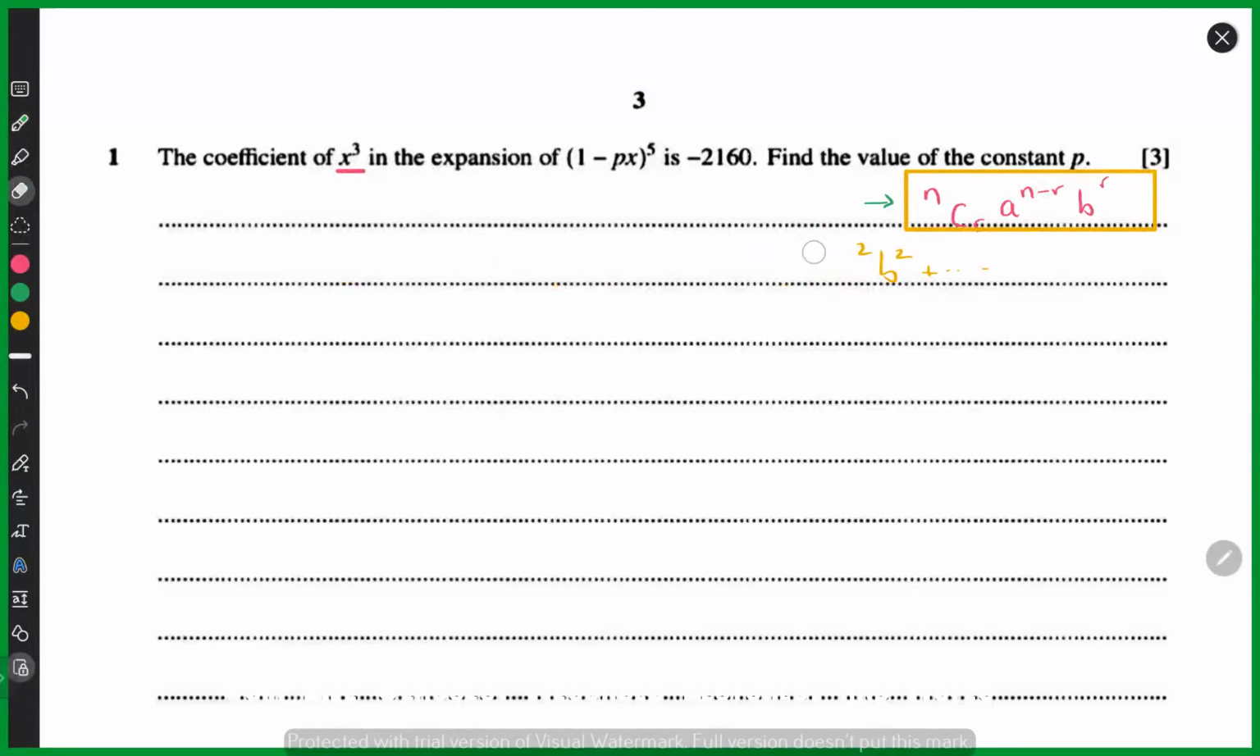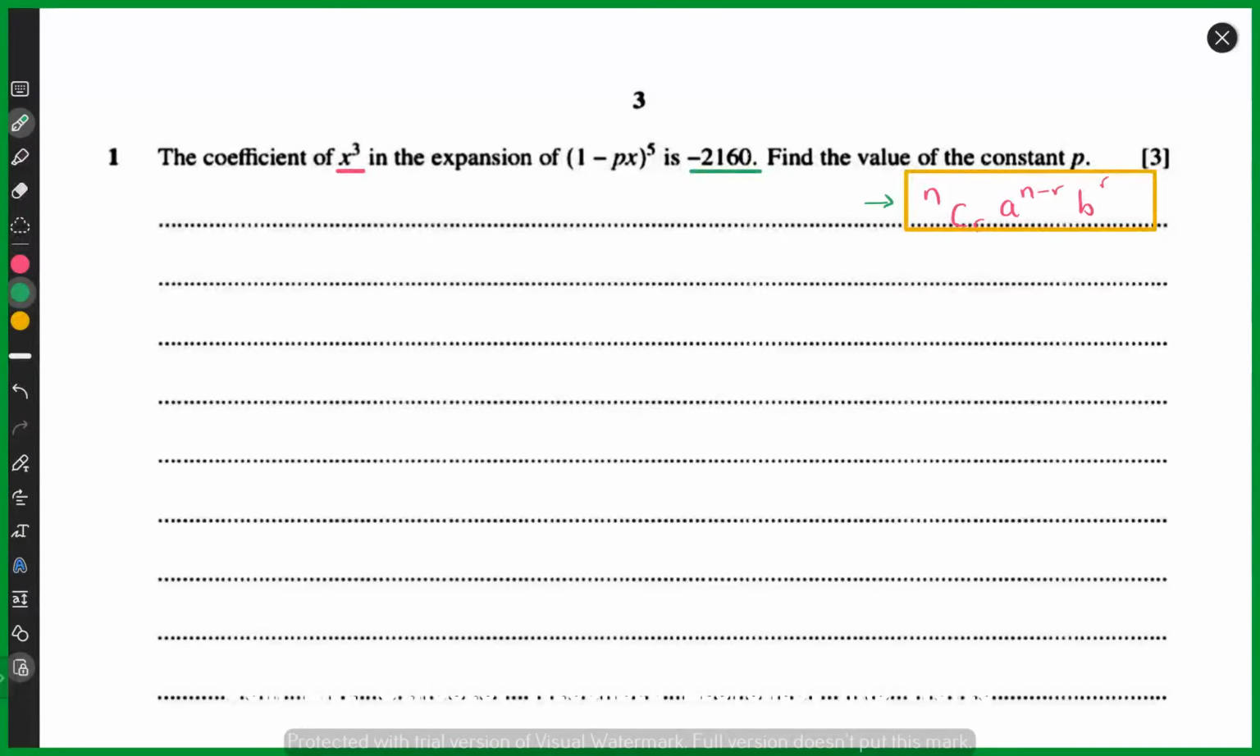The other thing. Now, when the examiner says the coefficient of x cubed in the expansion of this is minus 2160, we need to find the coefficient of x cubed and equate it to minus 2160, and that would give me the value of p. But this does not imply that I will start expanding it, writing down the first term, the second, the third until I get x cubed. Yes, it might be possible for this case, but otherwise this would take a lot of time. And even if I start thinking about which term would have x cubed, this would take a lot of time.